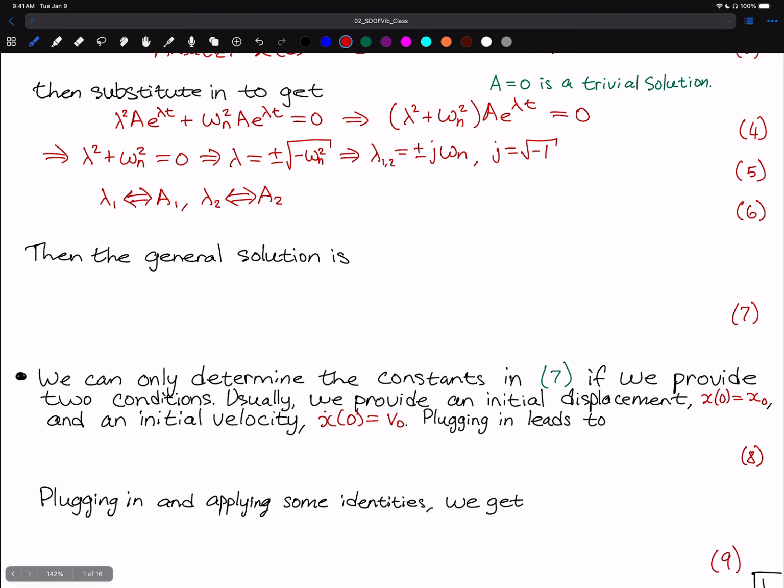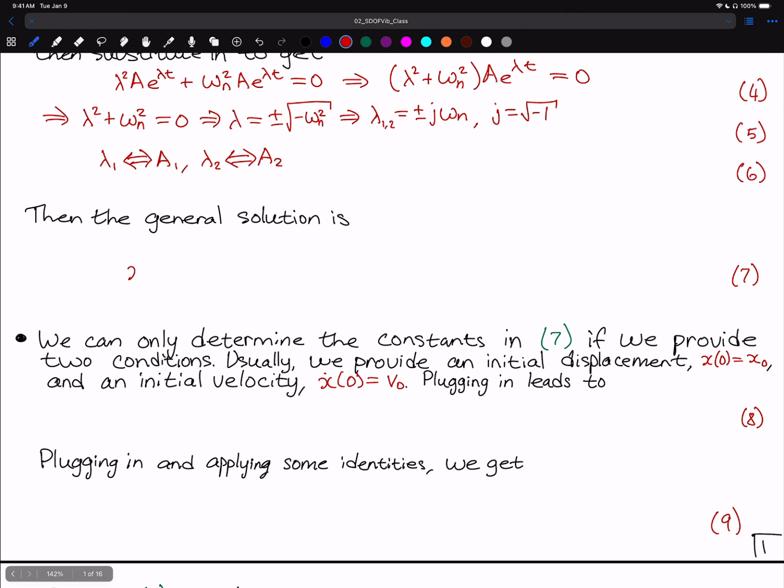And then our general solution is going to be x of t is equal to A1 e to the j omega n t, that's our positive term, plus A2 e to the minus j omega n t, and that is our general solution.